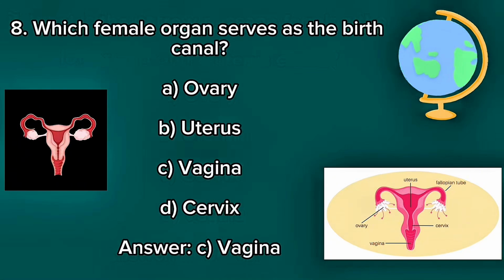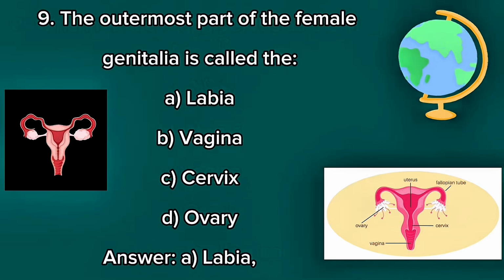Cervix. 8. Which female organ serves as the birth canal? A. Ovary, B. Uterus, C. Vagina, D. Cervix. Answer, C. Vagina. 9. The outermost part of the female genitalia is called the A. Labia, B. Vagina, C. Cervix, D. Ovary. Answer, A. Labia. 10.